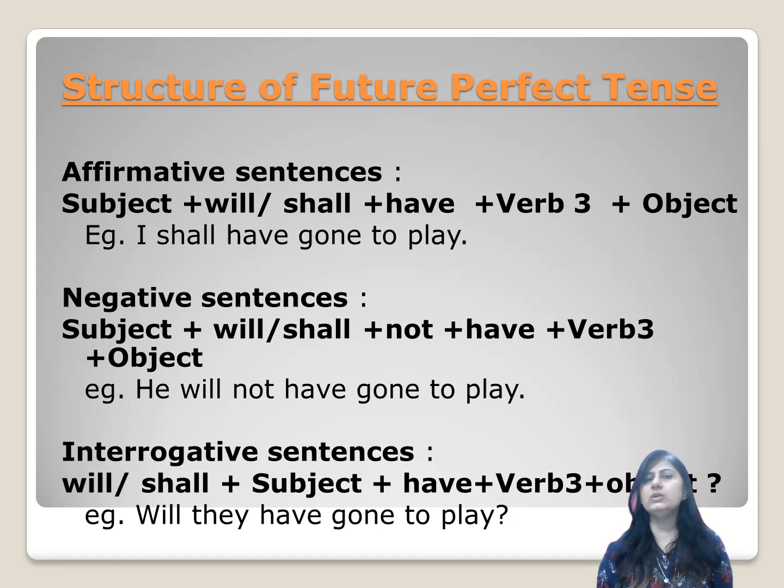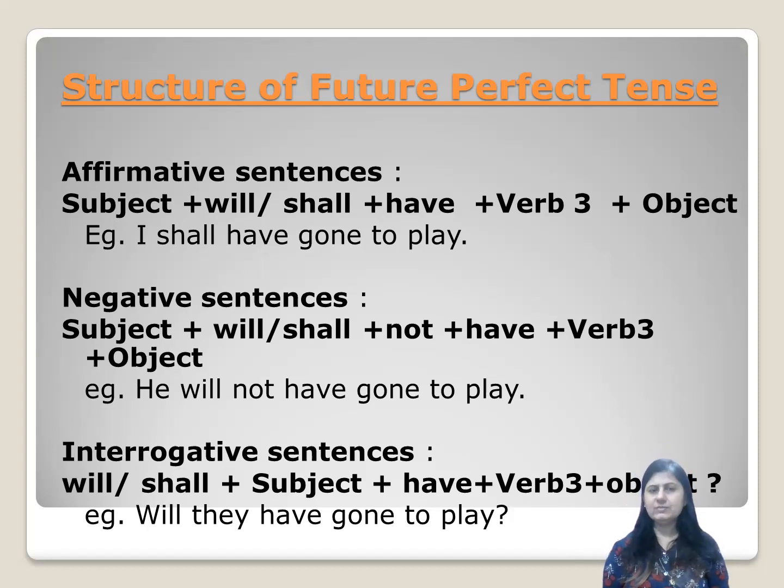So here also we will use has, have, but not has. After will/shall we take only have, not has. Will/shall, have, third form and object. For example, I shall have gone to play. I is the subject, then will/shall, then have gone, have plus third form, and the object, to play.